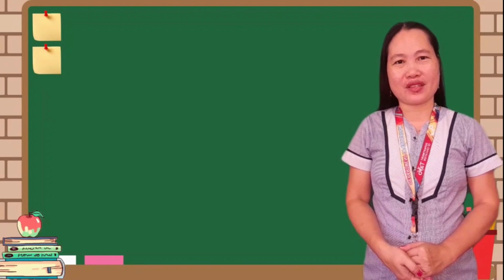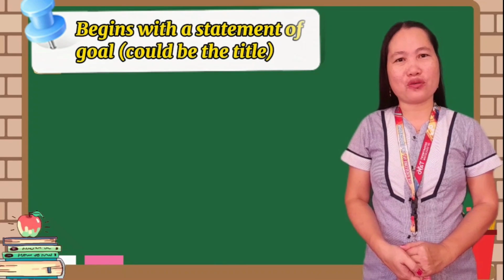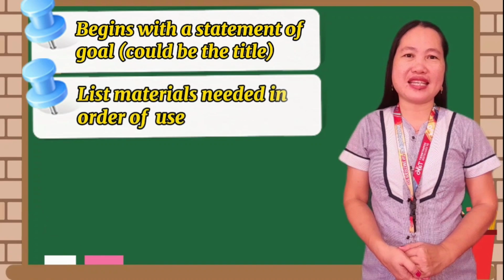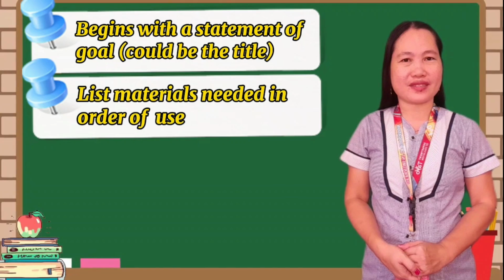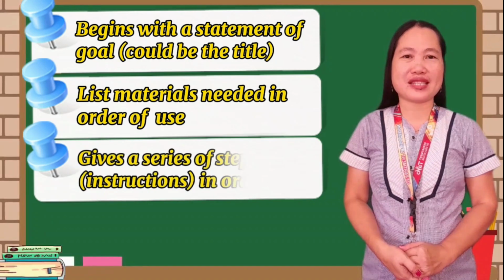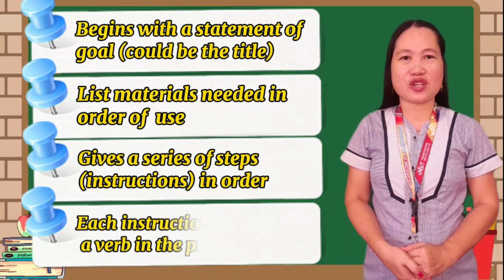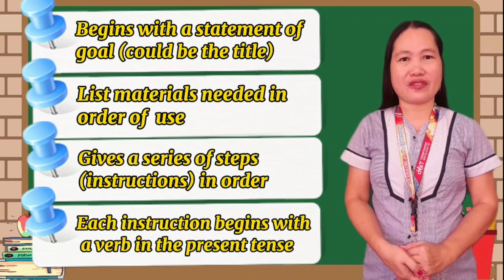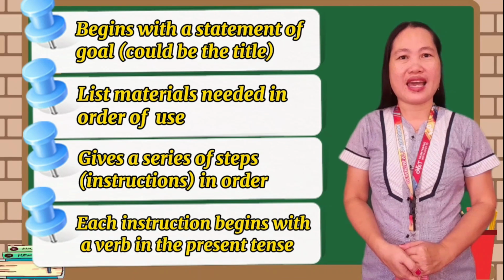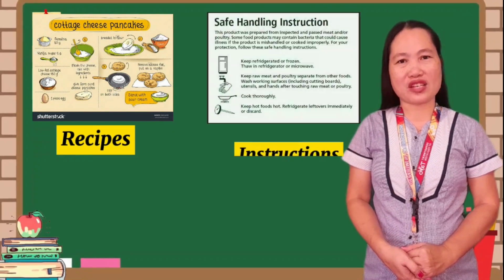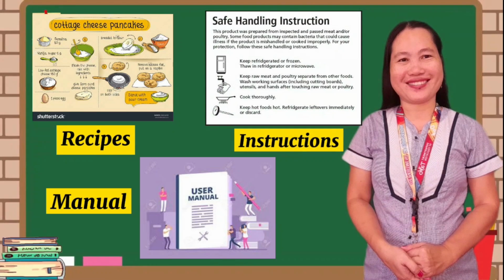Features: begins with a statement of goal, which could be the title. Lists materials needed in order of use. Gives a series of steps or instructions in order. Each instruction begins with a verb in the present tense. Examples: recipes, instructions, and manuals.